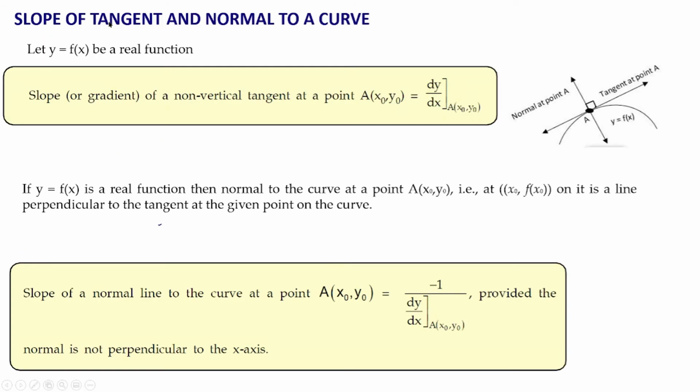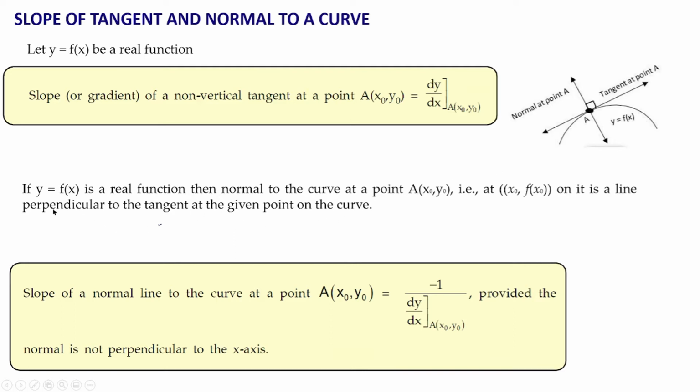Now first we will see how to find the slope of a tangent and a normal to a curve. Let y is equal to f of x be a real function. Then the slope or the gradient of a non-vertical tangent at a point A (x0, y0) is calculated as dy by dx at (x0, y0). So for this curve y is equal to f of x, we have to differentiate with respect to x, and then substitute x as x0 and y as y0 to find the slope of the tangent to this curve at this point A.